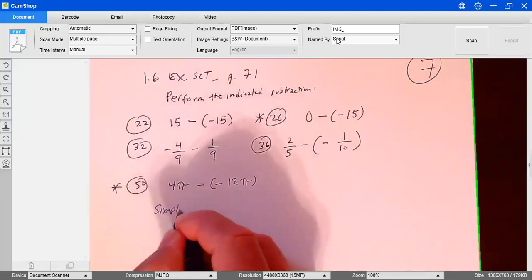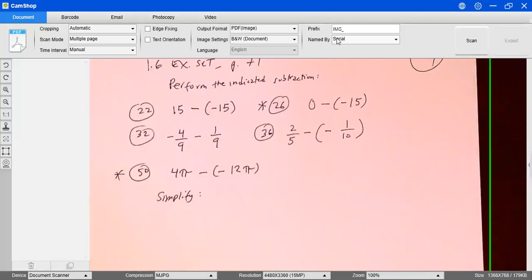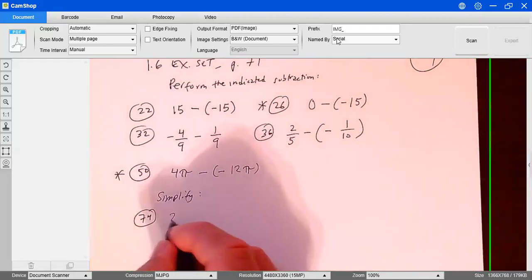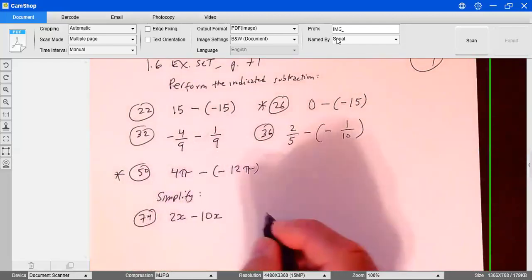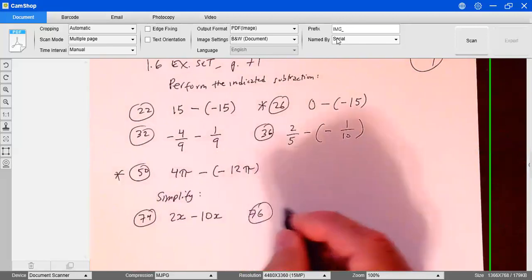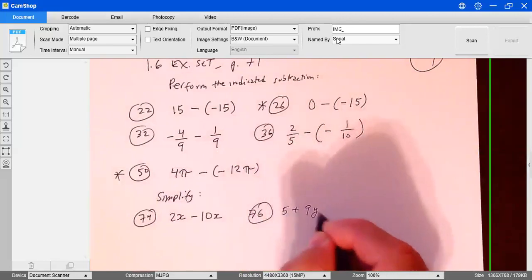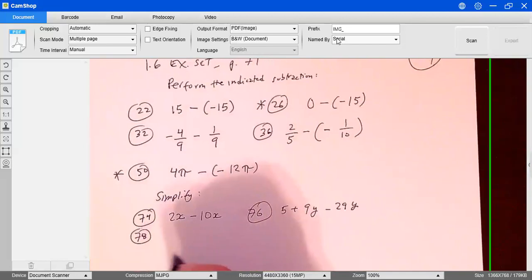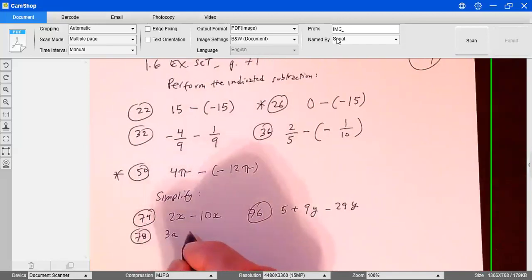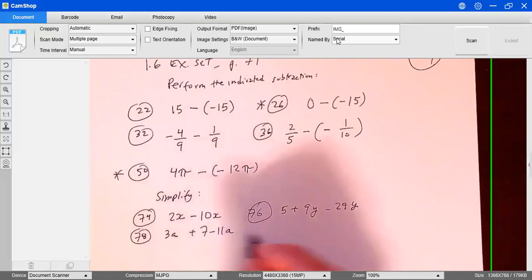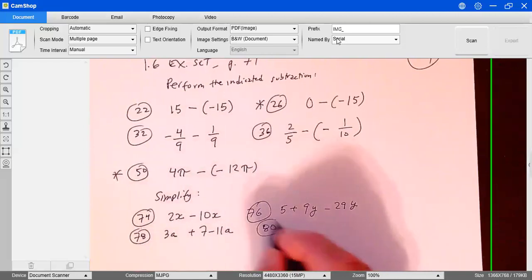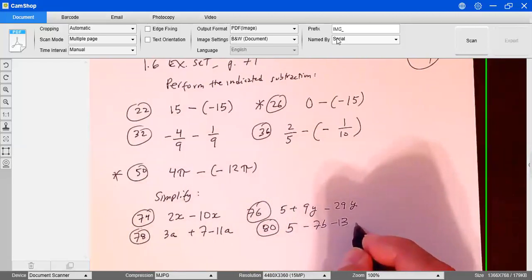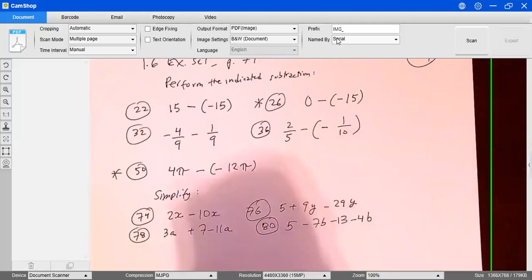Then we have another part, another set of problems. You're gonna simplify now algebraic expressions. So 74 is just 2x minus 10x. 76 is 5 plus 9y minus 29y. 78, 3a plus 7 minus 11a. 80 is 5 minus 7b minus 13 minus 4b.